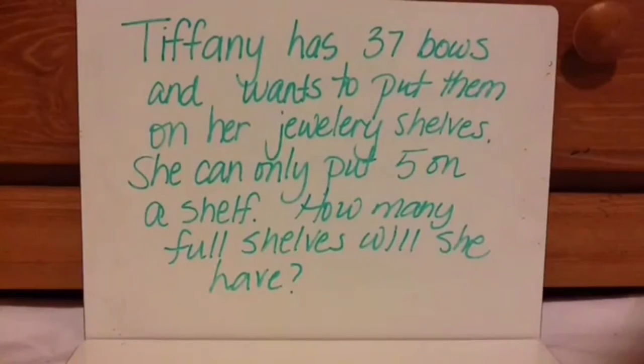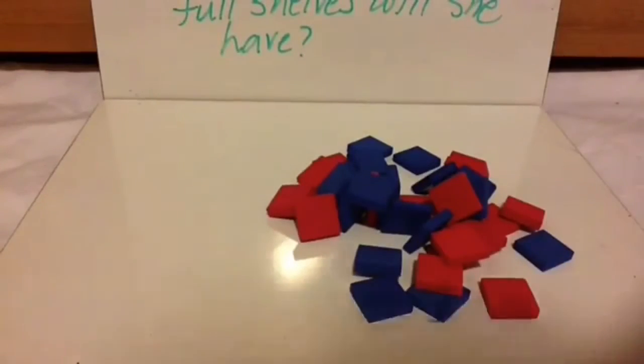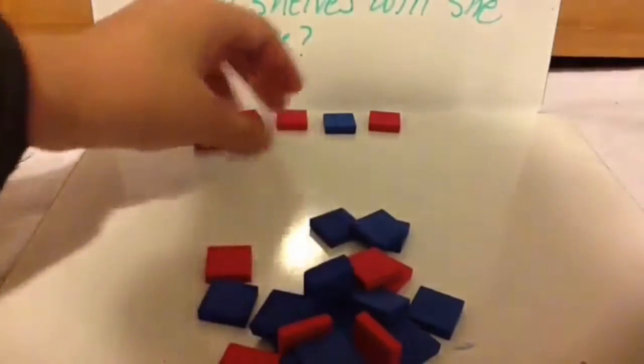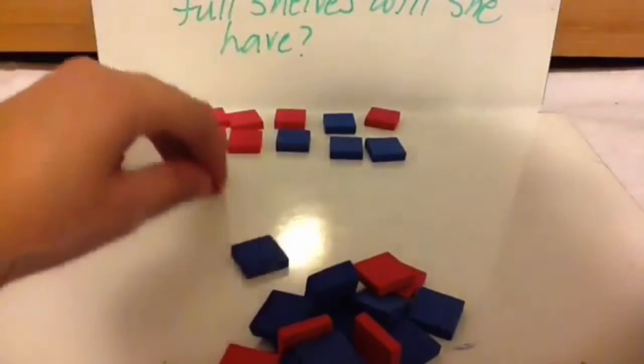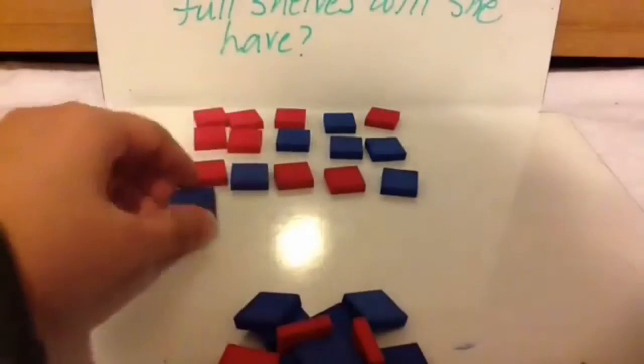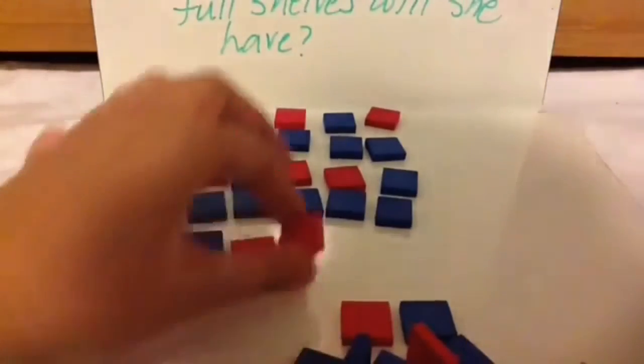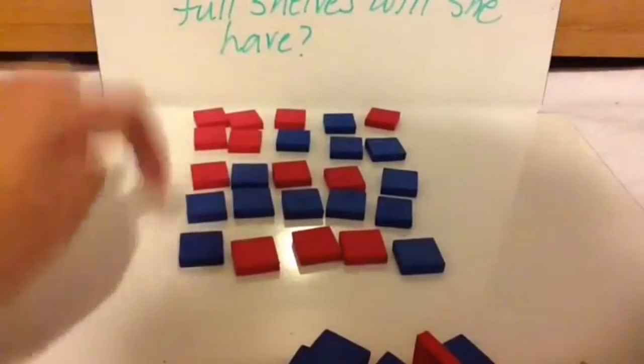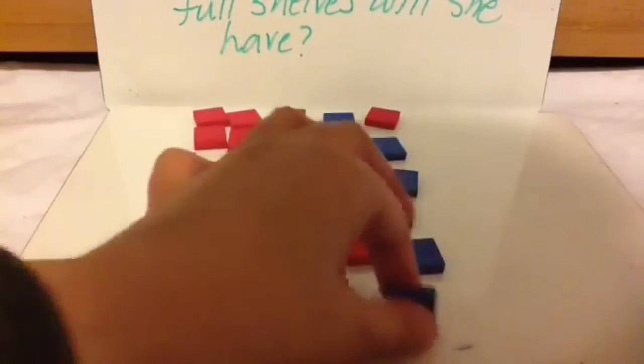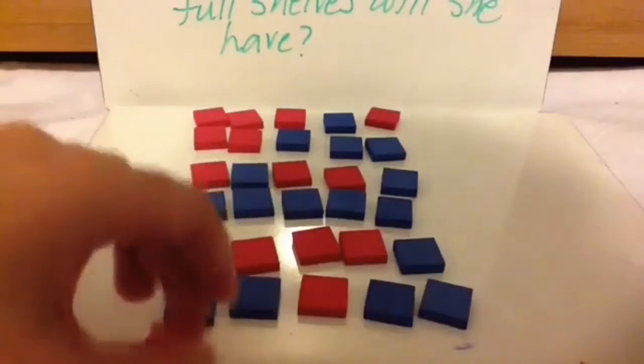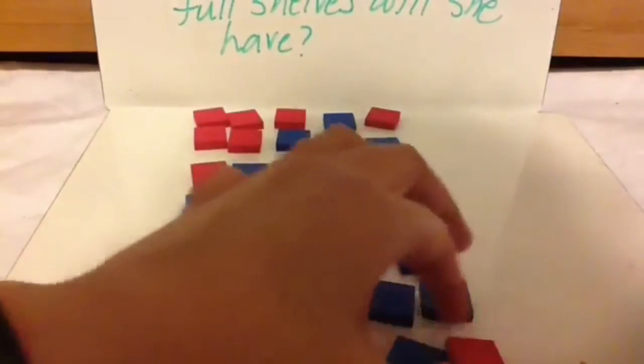So let's get out 37 tiles. So here's 37 tiles that represent bows, and only 5 can go on a shelf. So 1, 2, 3, 4, 5. There's one shelf. 1, 2, 3, 4, 5. There's a shelf. 1, 2, 3, 4, 5. There's a shelf. 1, 2, 3, 4, 5. There's another shelf. 1, 2, 3, 4, 5 shelves so far. 1, 2, 3, 4, 5. That's 6 shelves. 1, 2, 3, 4, 5. There's 7 shelves, and then here are my 2 leftovers.